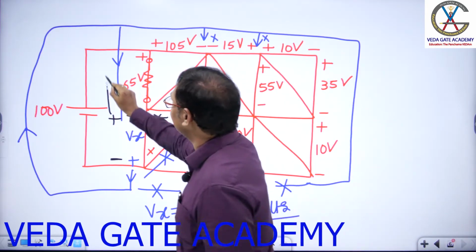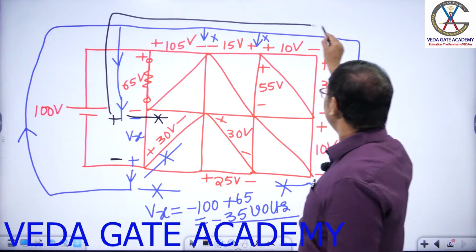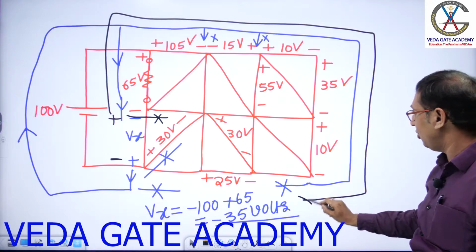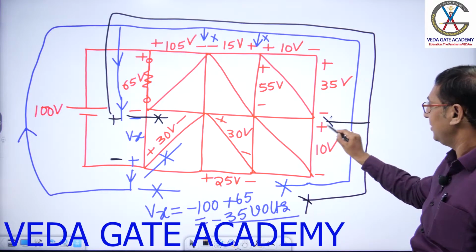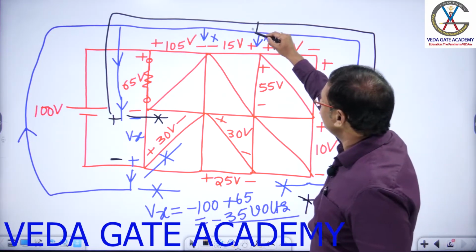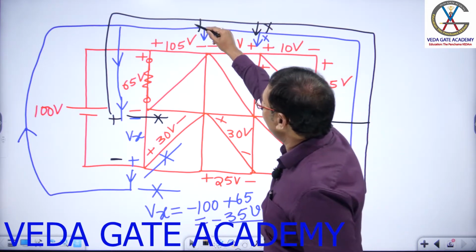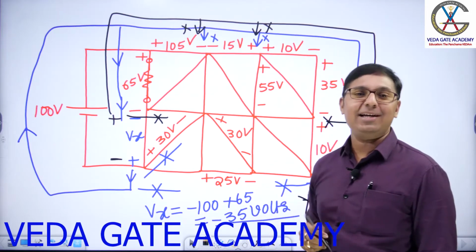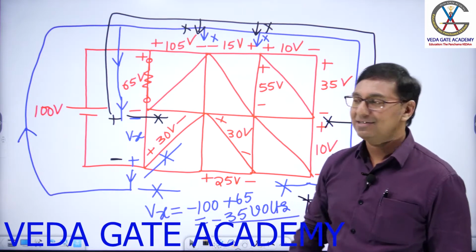Can I go like this? Yes. Yes. Yes. Can I go like this? No, not possible. Not possible. Can I get down like this? Not possible. Why not possible, sir? Because we don't know those branch voltages. Getting the point, please? Yes.